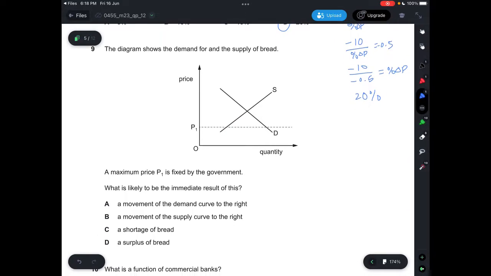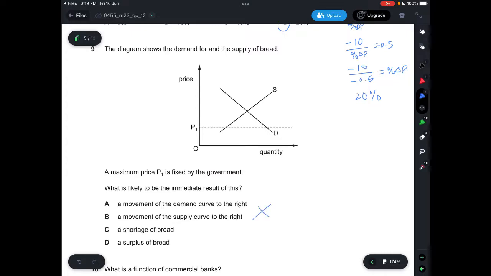Question 9, the diagram shows the demand for and the supply of bread. The maximum price P1 is fixed by the government, and what is likely to be the immediate result? So there will be an increase in demand but a decrease in supply. But even then, there's an increase in demand. There's no way that the supply can cater for the demand, so there will be a shortage. So A, it says a movement of demand curve to the right. Movement of supply curve to the right.